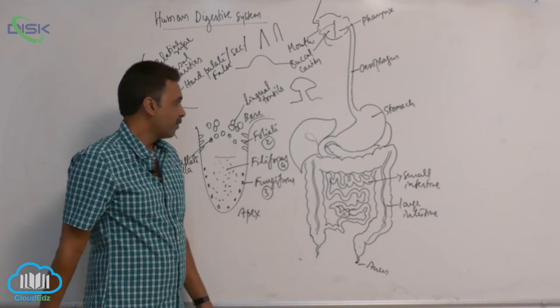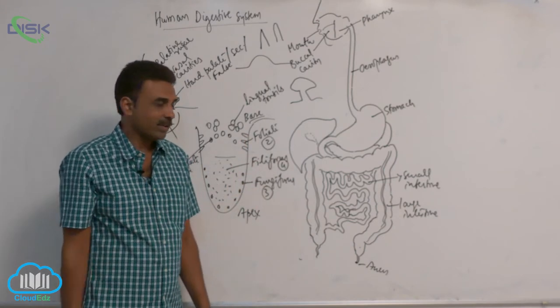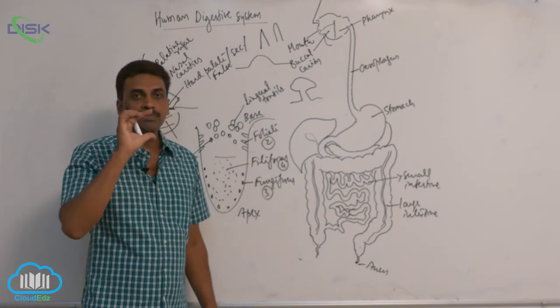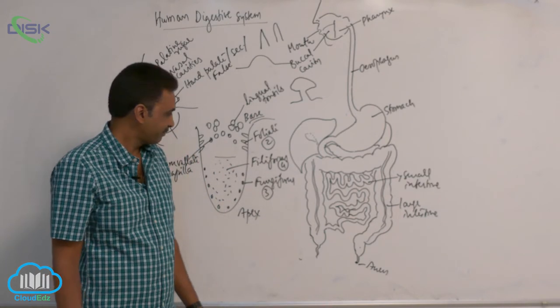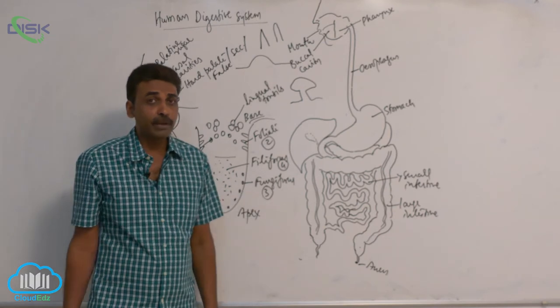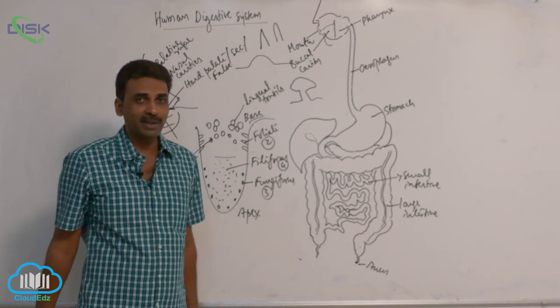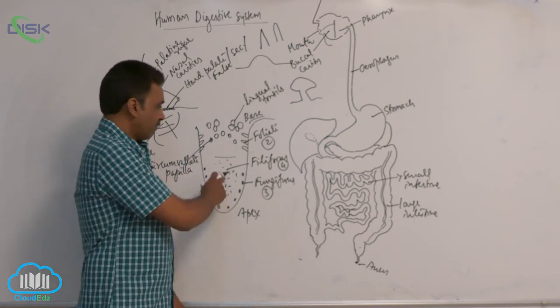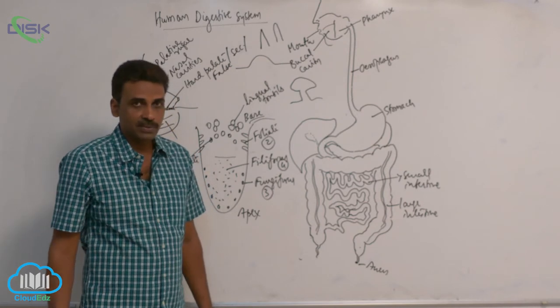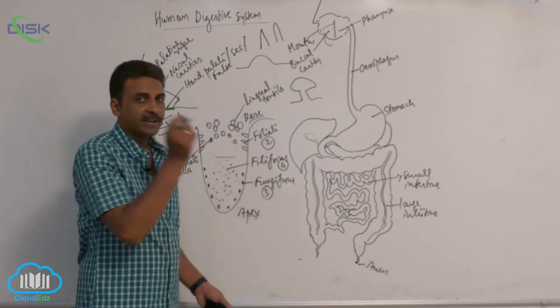Foliate papillae are leaf-like. And the circumvallate papillae are circular, dome-like. The filiform papillae and fungiform papillae are the numerous papillae. Filiform papillae are the only papillae without taste buds. All other papillae contain taste buds.